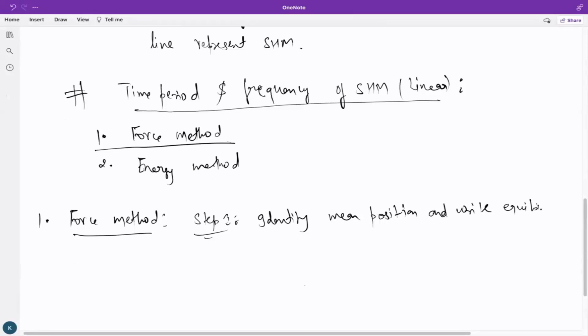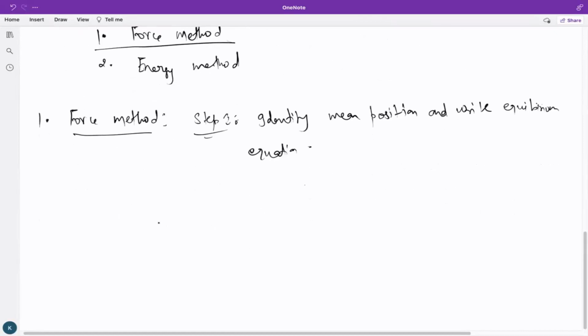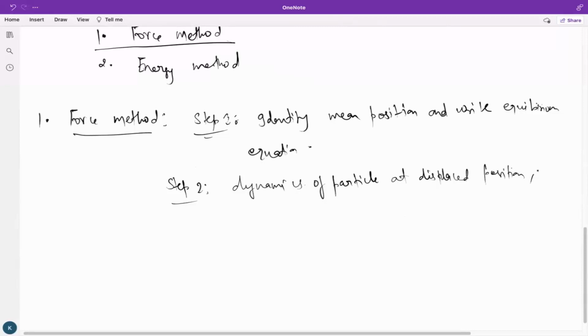In the second step, you have to write the dynamics of the particle at the displaced position. This is actually important. Where you have displaced it, you have to see what force is acting there. And write the restoring force.